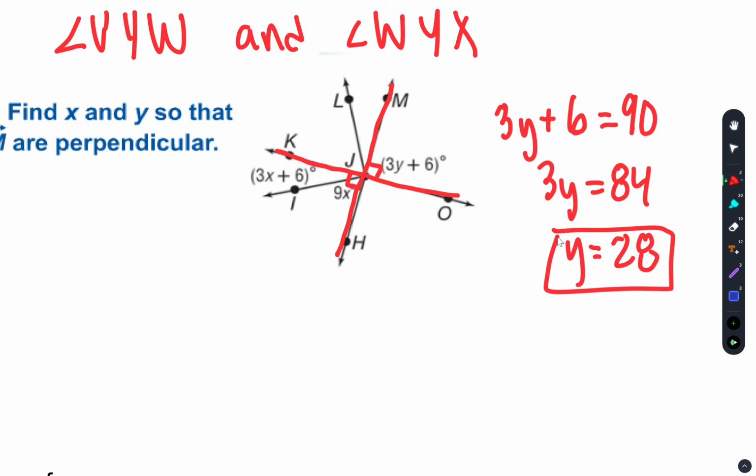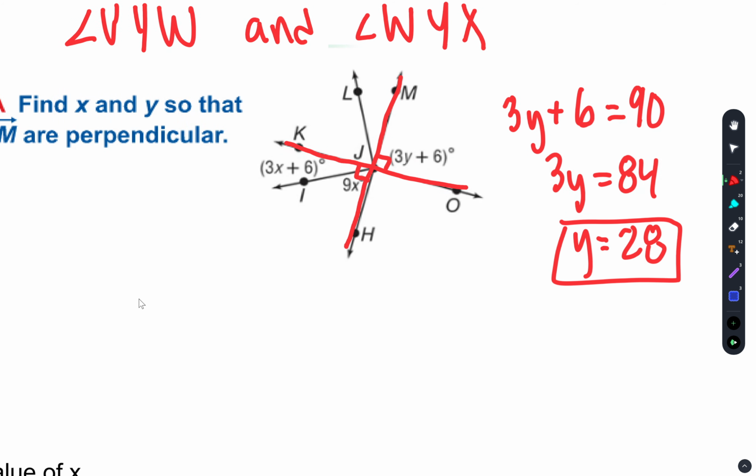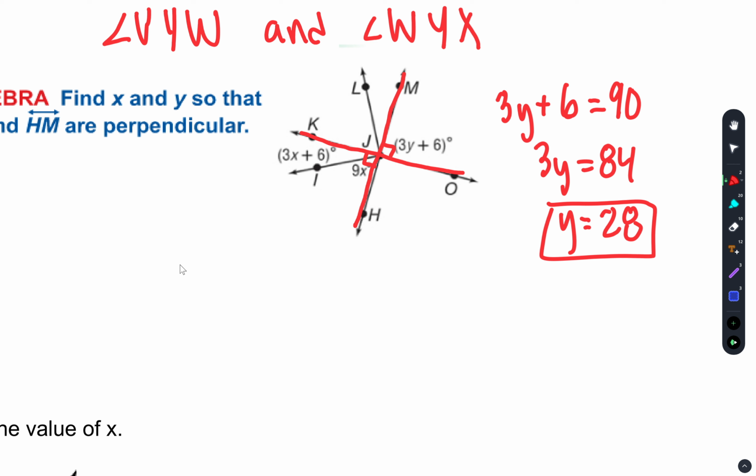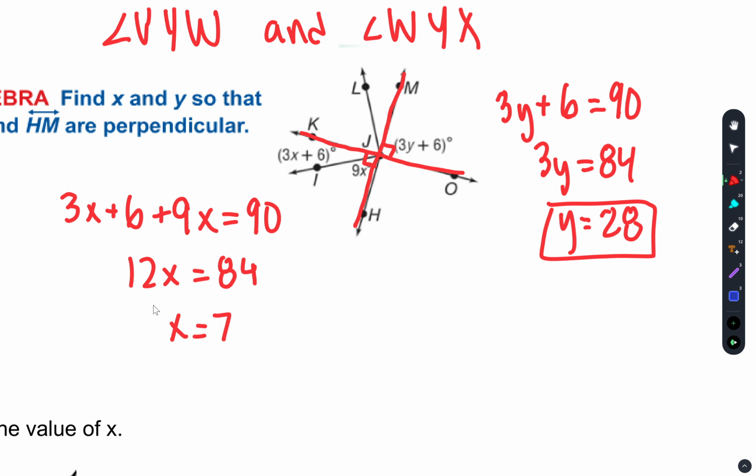And then what's my setup for the x's? How am I going to set that equation up to find x? Casper? Perfect. Both parts together have to equal 90. So this is 12x equals 84 again, or x equals 7. Questions on that?